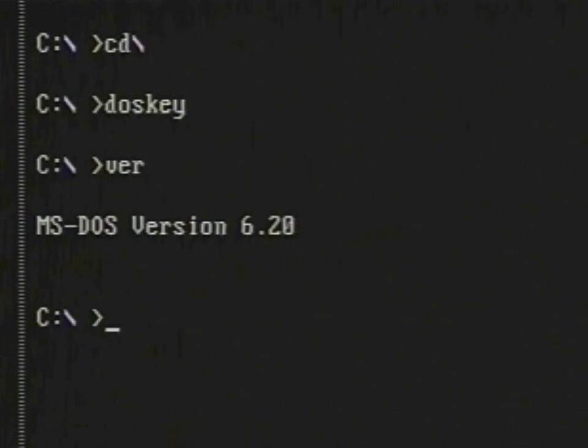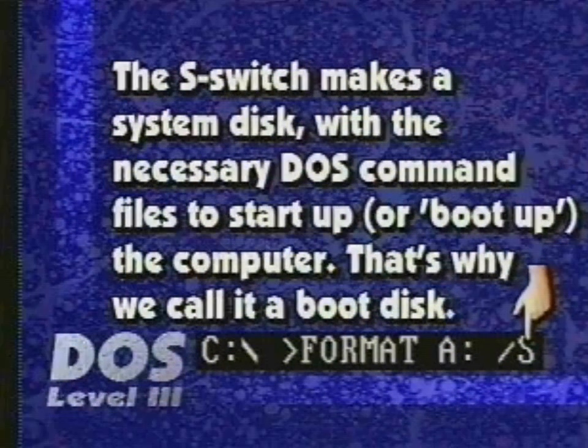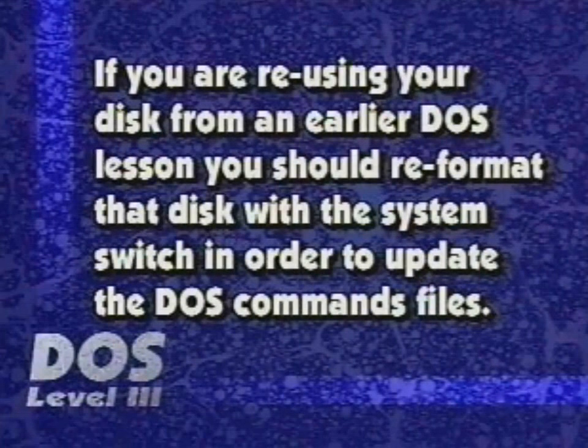Type format, space, A colon, a space, and then /S. The S switch makes a system disk with the necessary DOS command files to start up or boot up the computer. That's why we call it a boot disk. Of course, you don't need those system files on all your disks, just the ones you might need to use for an emergency start. If you are reusing your disk from an earlier DOS lesson or have upgraded from 6.0 to 6.2, you should reformat that disk with the system switch in order to update the DOS command files and to erase the older files on the disk.